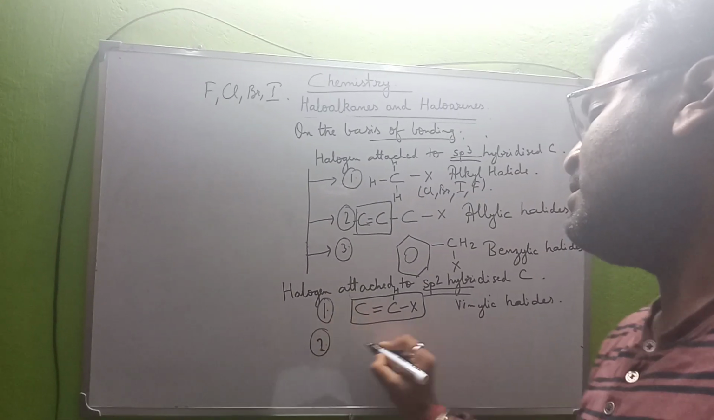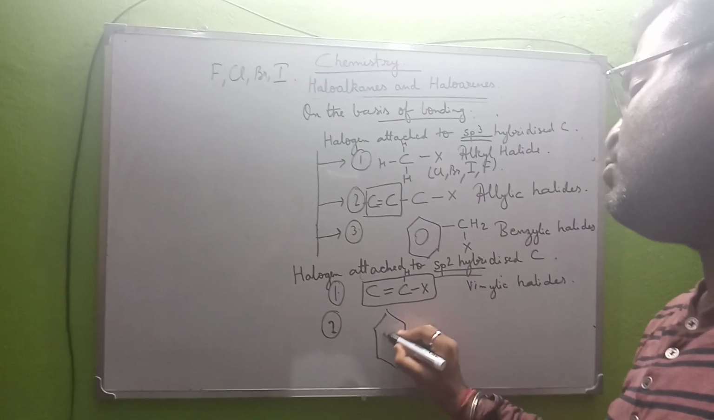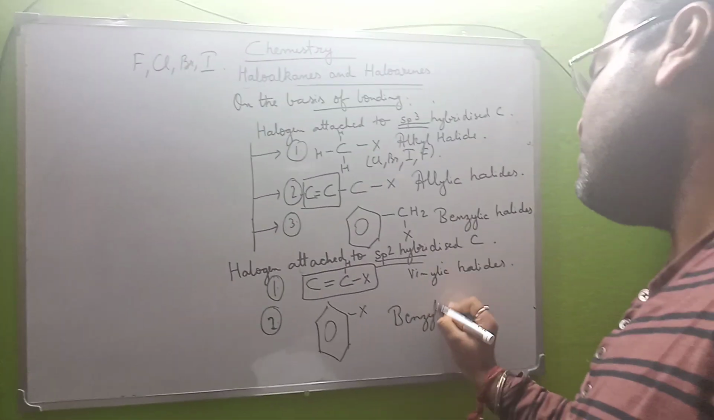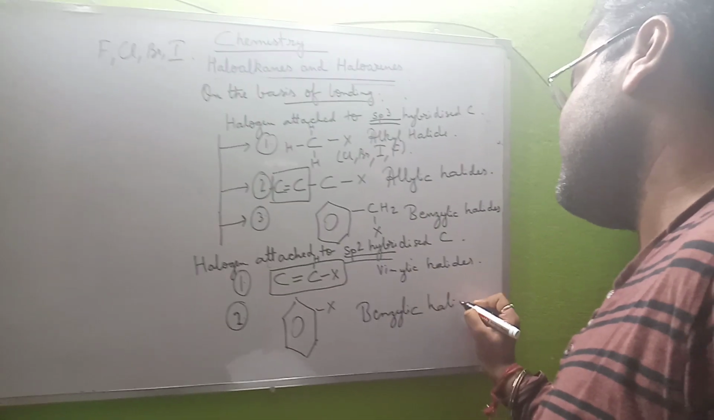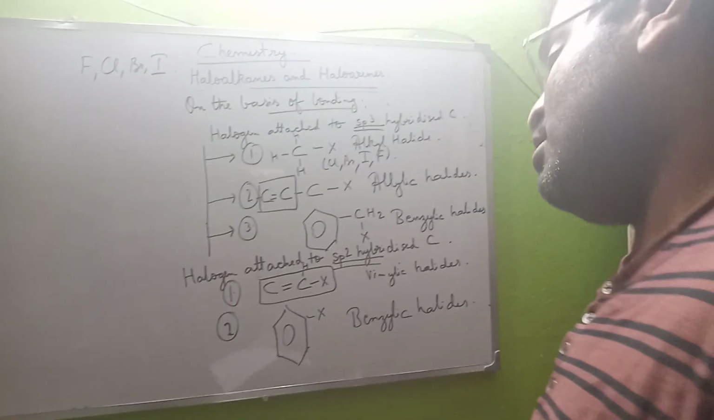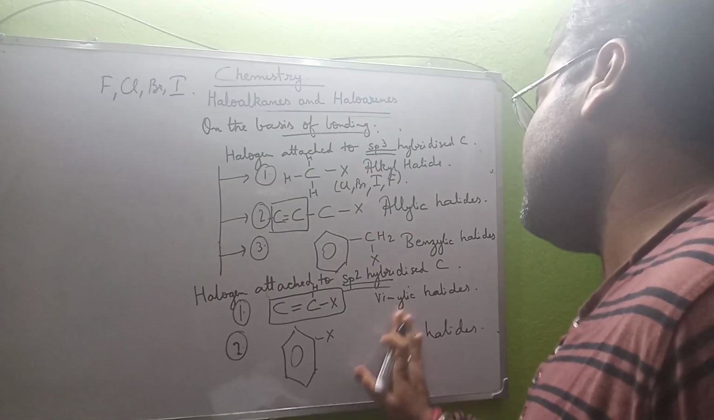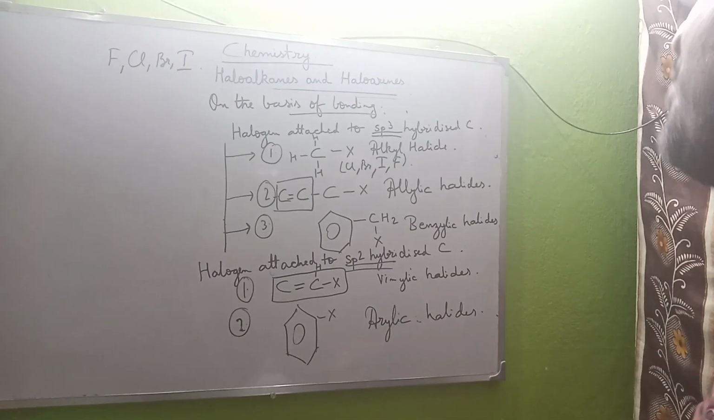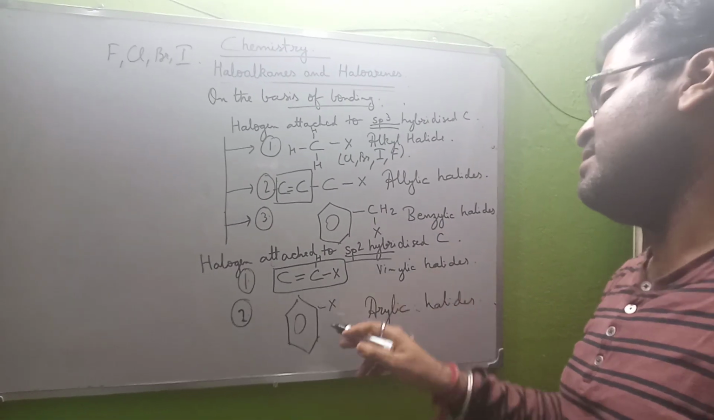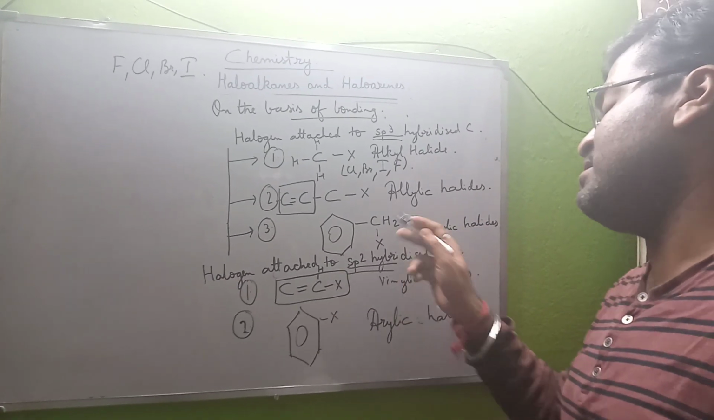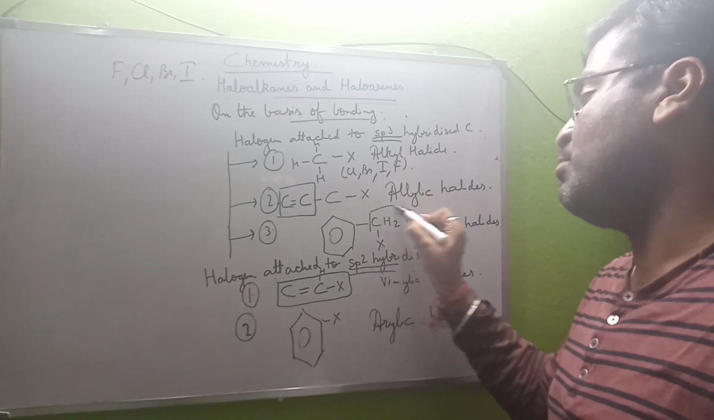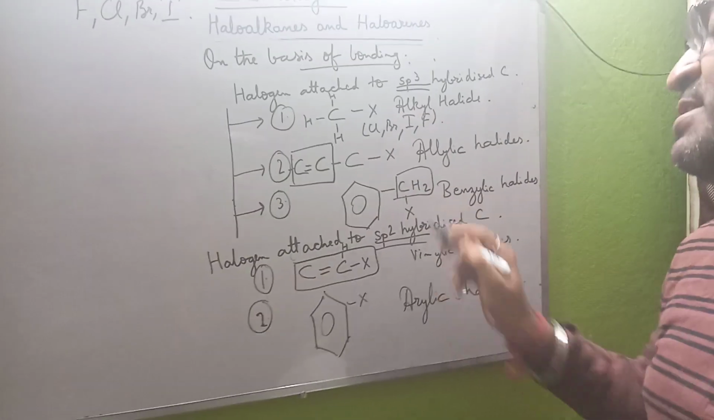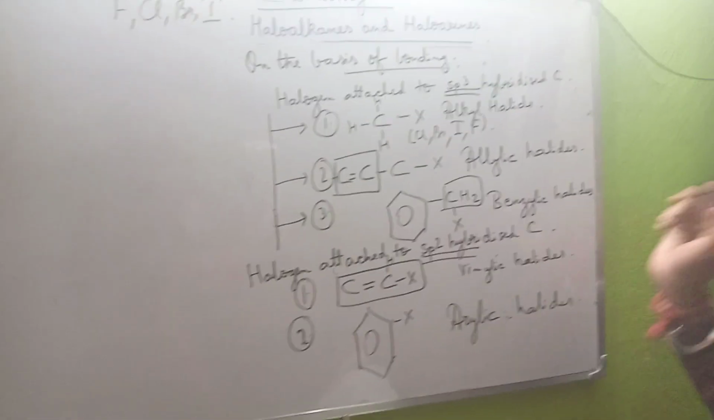Now after this, when a benzene ring is attached directly to a halogen, such structures are known as aryl halides. We don't call it benzylic, we call it arylic halides. Many of us often get confused about which is benzylic and which is aryl. Keep in mind that when an alkyl group is attached to a benzene ring, and a halogen is attached to that alkyl group, we call it a benzylic halide. Aryl halide is when the halogen is directly on the ring.